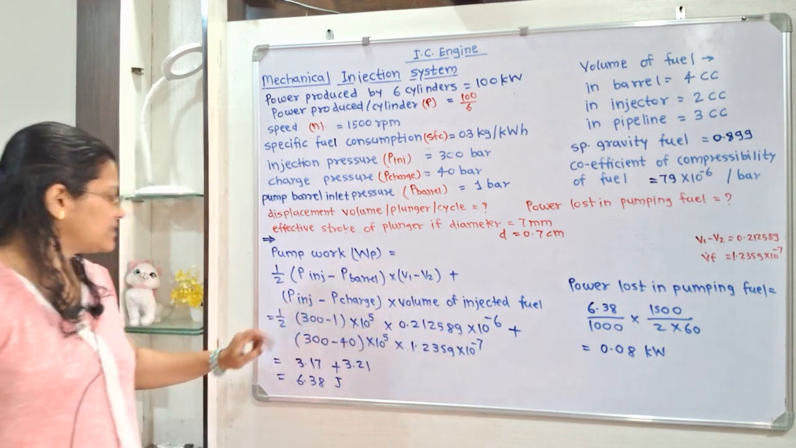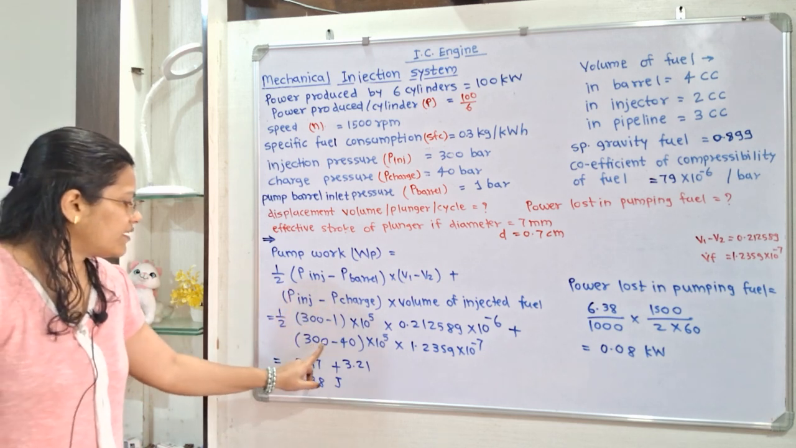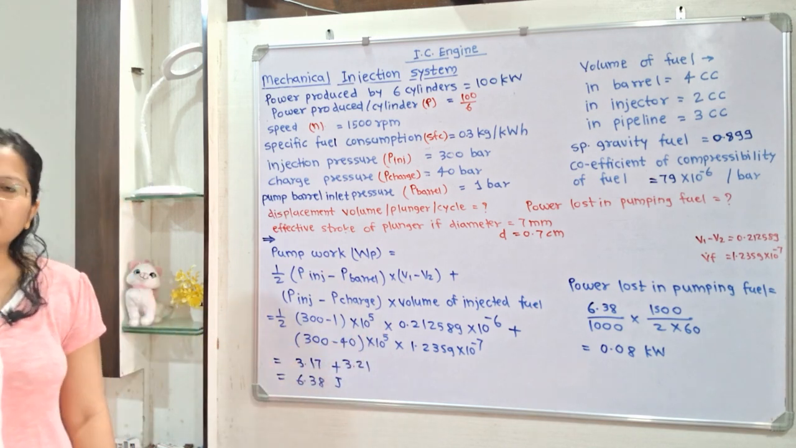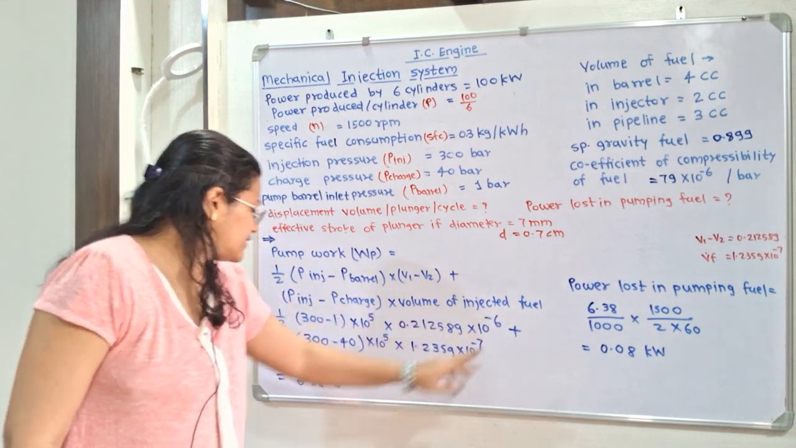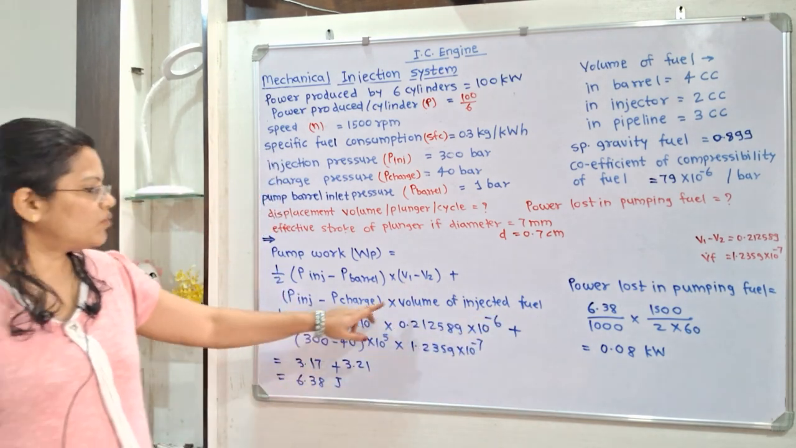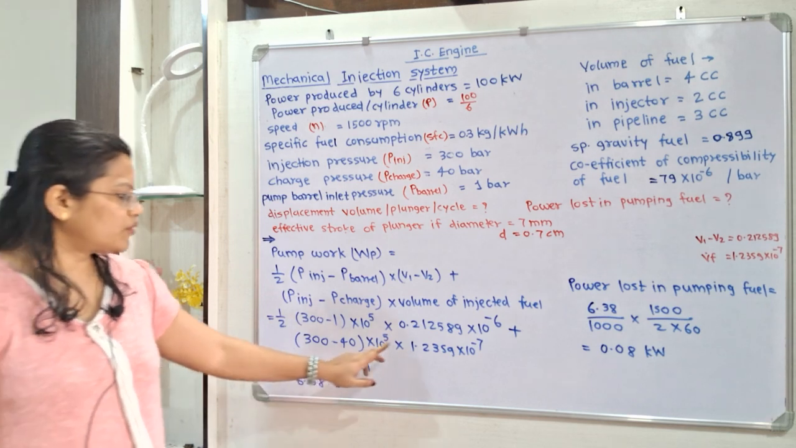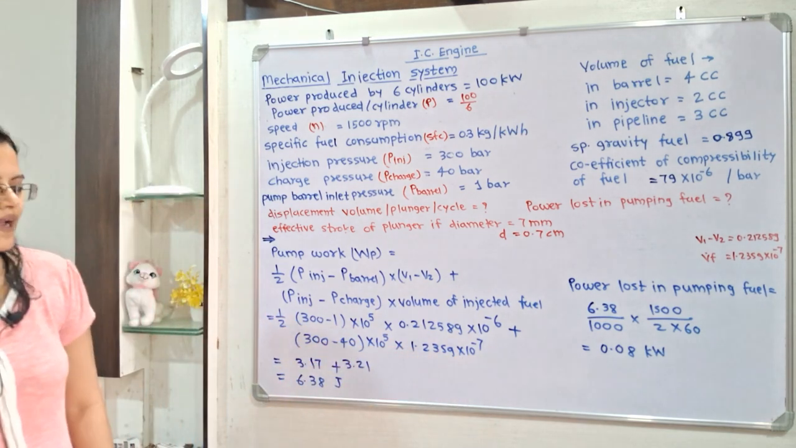Plus, now we will move to the second term, P injection minus P charge. So this is 300 minus 40, multiplied with 10 raised to 5 to convert it into Newton per meter square, multiplied by the volume of injected fuel. This volume of injected fuel we have calculated in meter cube, so we will keep it as it is, 1.2359 into 10 raised to minus 7.